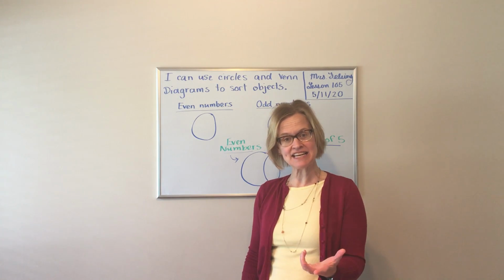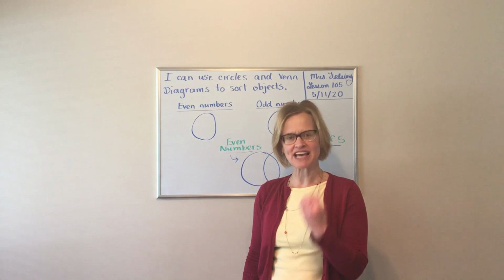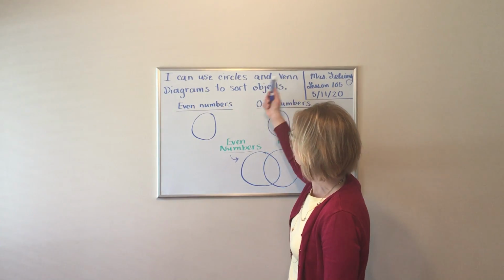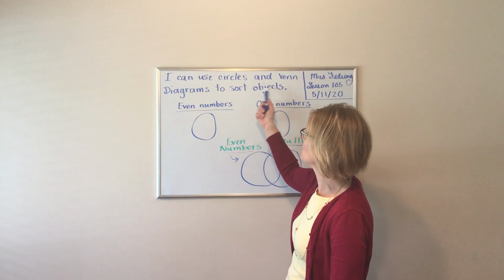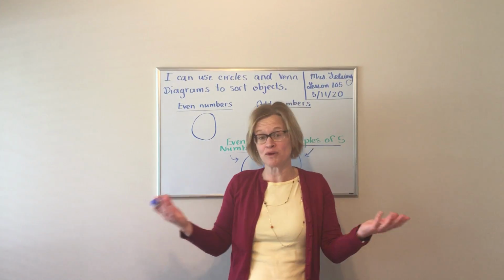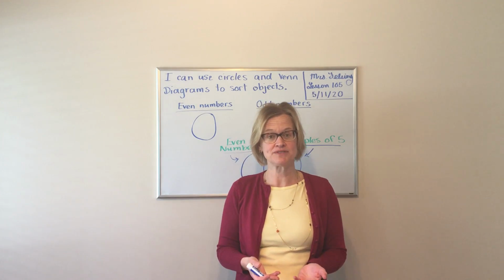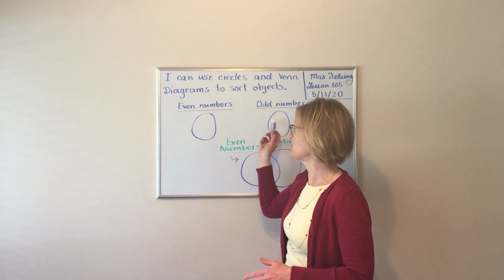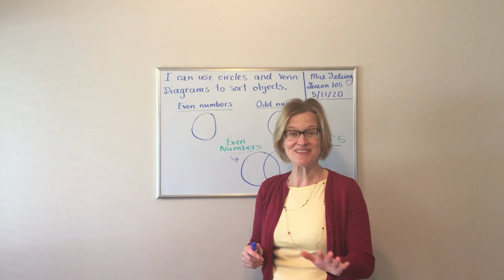Our I can statement, like what are you actually going to be able to get out of this lesson, is I can use circles and Venn diagrams to sort objects, okay? Objects meaning, and we're going to be working with numbers right now for the examples. Now obviously, I'm pretty sure you know what a circle is, right? So I think we're good with that.